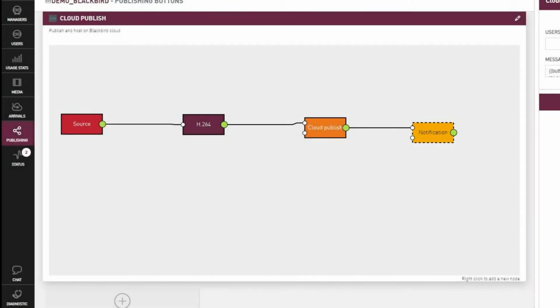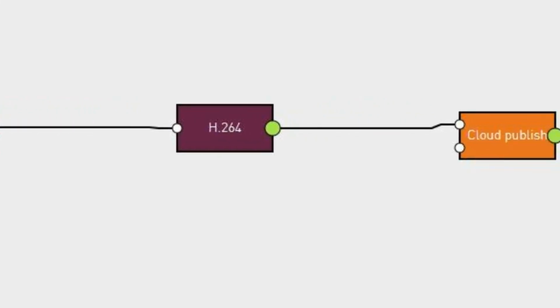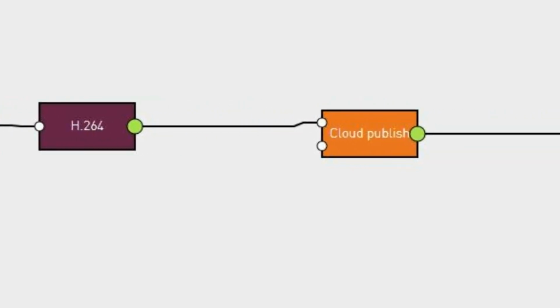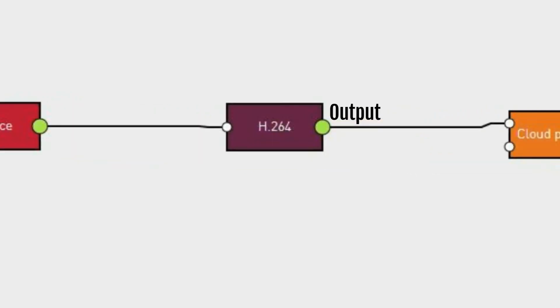Notice how the flow is from left to right, from source to format, from format to destination, and an optional final node for notifications. On nodes, you will find outputs that are always indicated with a green circle, and these can be connected to any number of white input circles when the types allow.